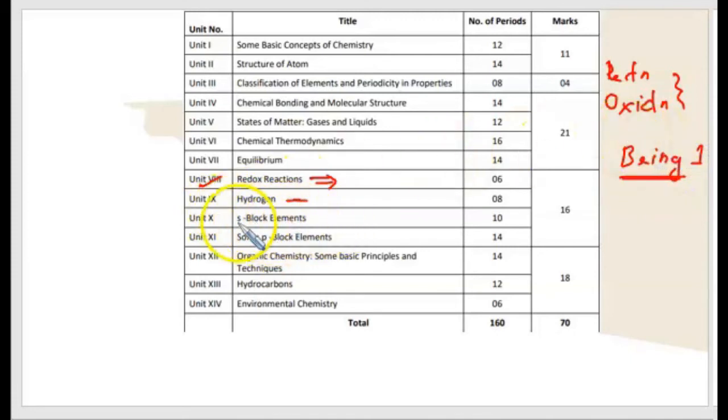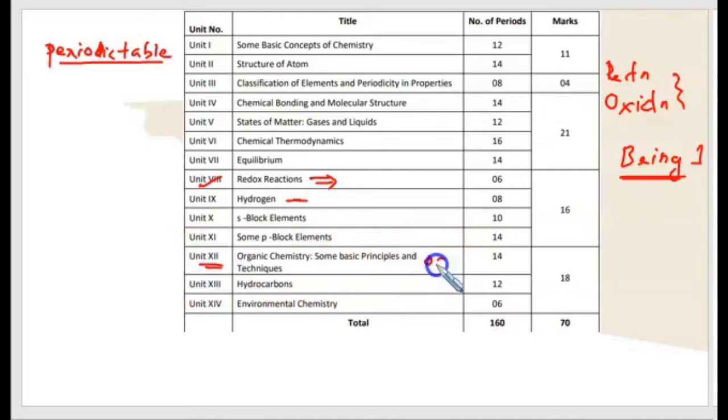Chapter 10 is about S block elements, and 11 is P block elements. With S block elements, you are going to study the periodic table: what are the characteristic properties of S block elements, what are the characteristic properties of P block elements, and so on. And coming to unit 12, it is organic chemistry.